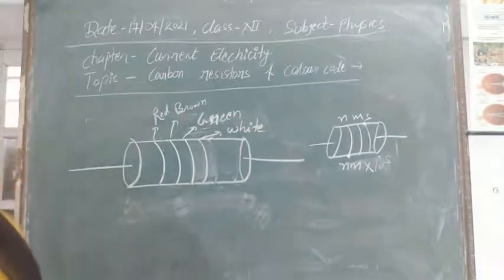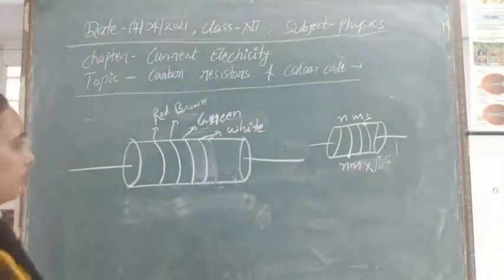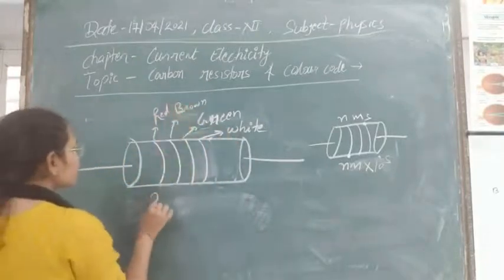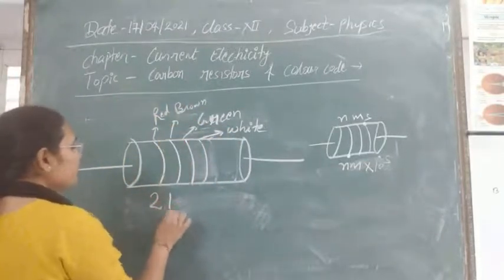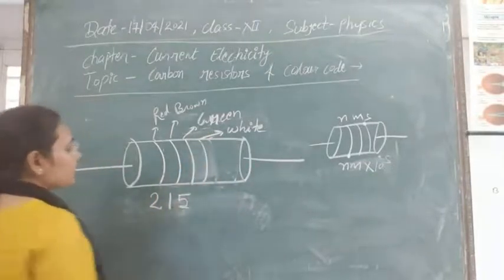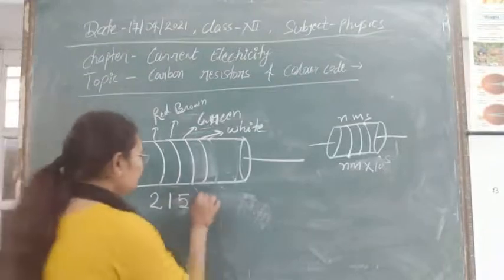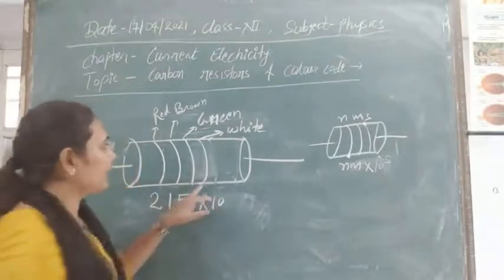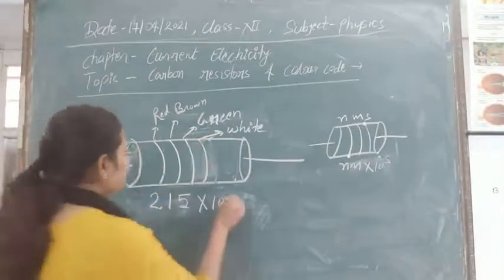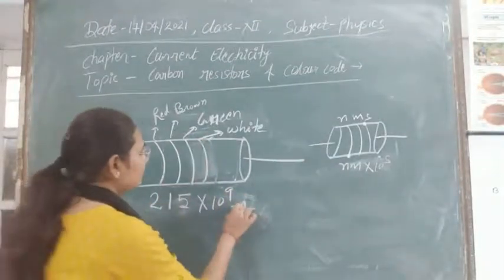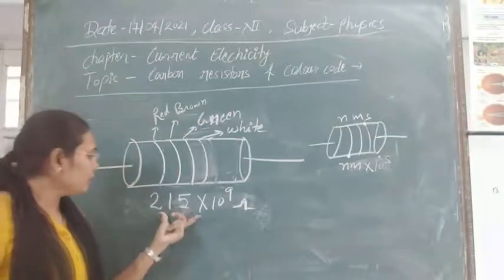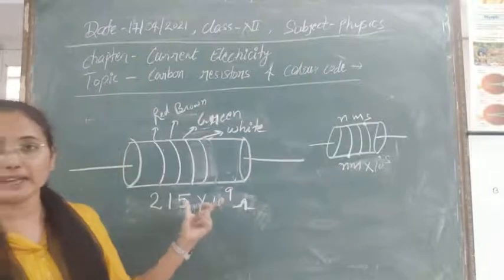For this case, it's not possible, but still we can use it. So for the first band, this is 2, its value. For brown, 1 is assigned. For green, 5 is assigned. Now it will be 215 into, then we will use the multiplier here. And this multiplier is for white color, and for white we have multiplier 9. So this resistor is of value 215 into 10 to the power 9 ohm.